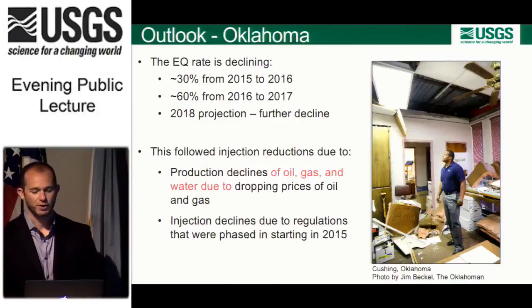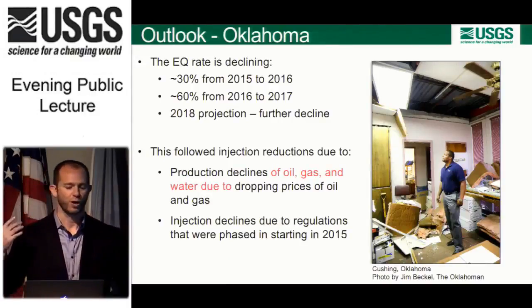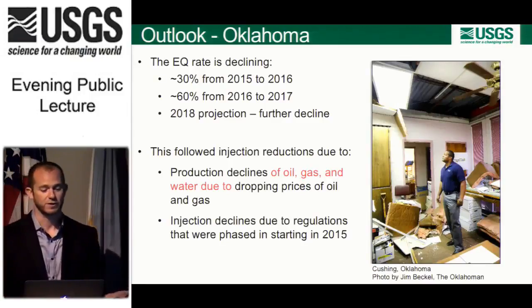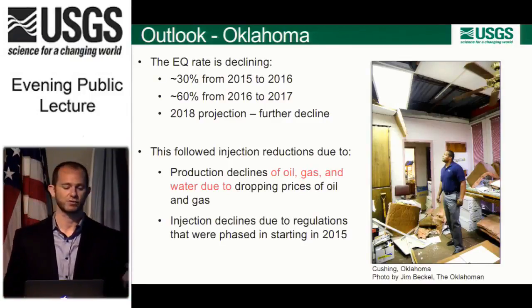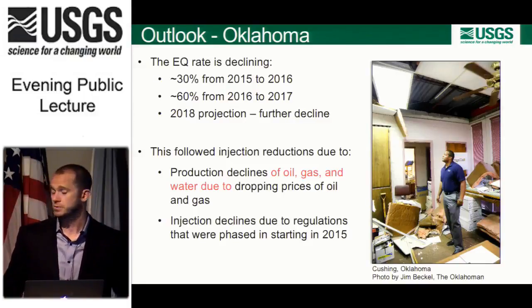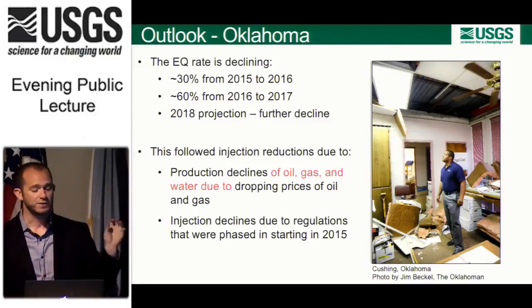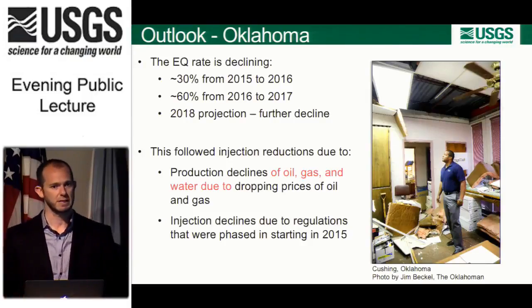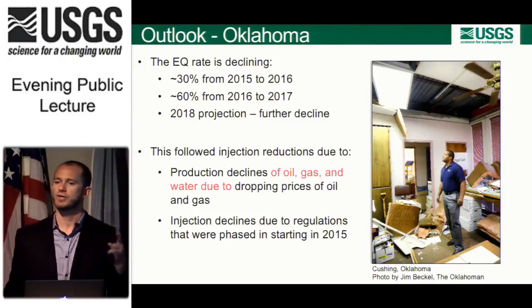So let's wrap up by starting to think about what is our future? Where do we go from here? Well, in Oklahoma, the earthquake rate is declining. It's declined 70% from 2015 to 2017, and 2018 looks like we're going down further. Great news. This is following reductions in fluid injection, which more or less makes sense. But this is due to two different factors.